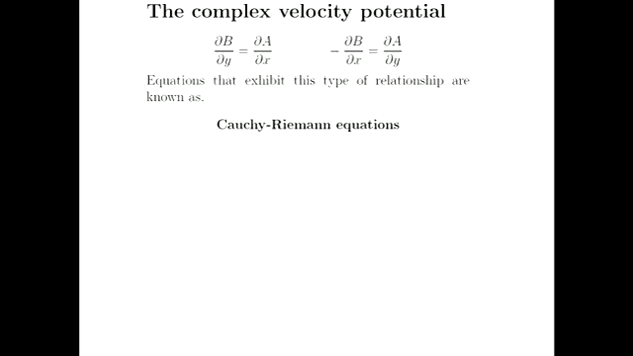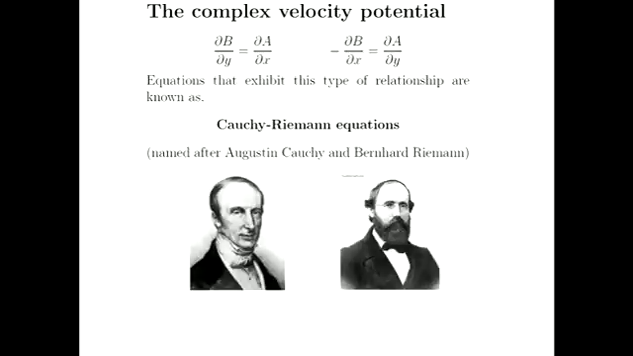That relationship that we have between the stream function and the potential function has some nice mathematical meaning, and it allows us to do some neat tricks, all right? So they're called the Cauchy-Riemann equations. They're named after these two guys, okay?